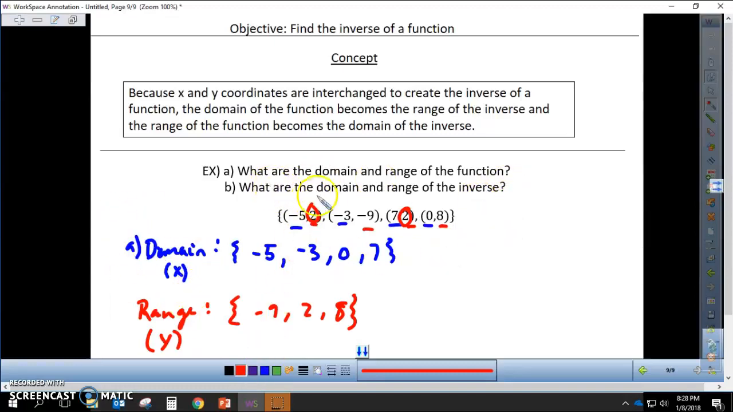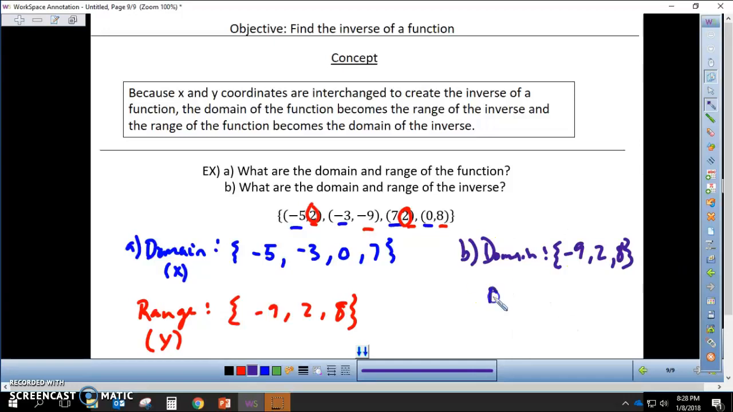Well, part B says what are the domain and the range of the inverse? Oh, tricky question. Not really, not at all. So the domain for my inverse is just going to be the range of my regular function. So I just copy this. -9, 2, and 8, right?